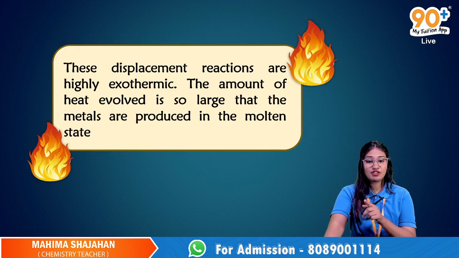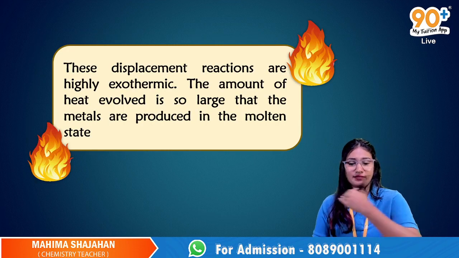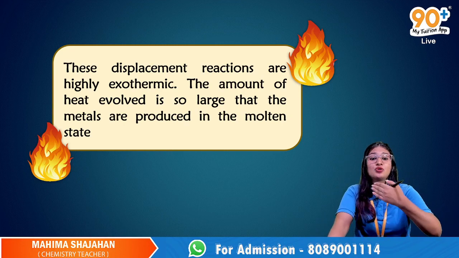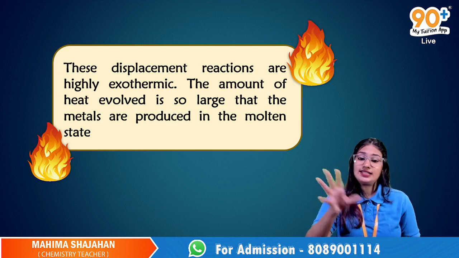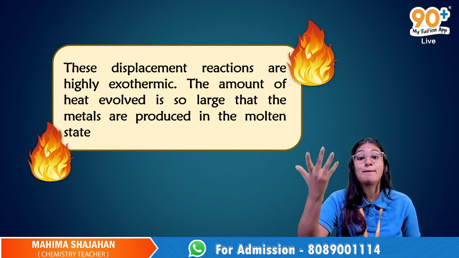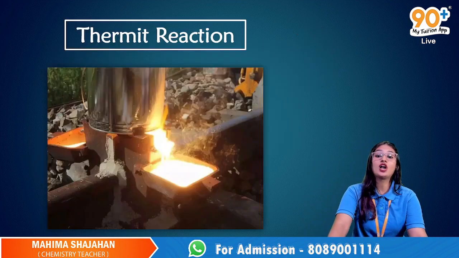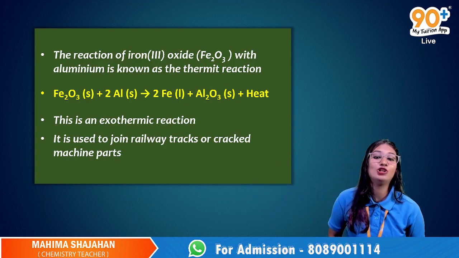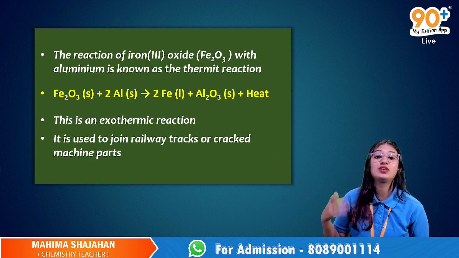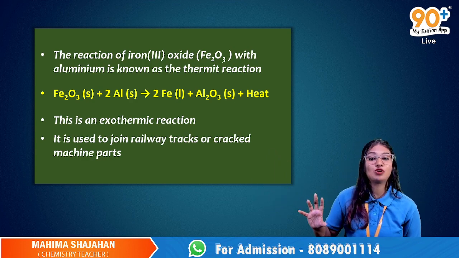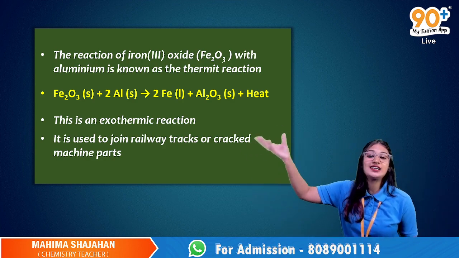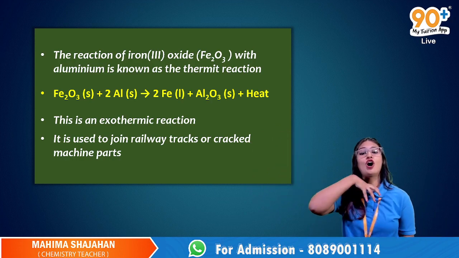Now this reaction, where we use more reactive metals like aluminium as a reducing agent, has a variety of applications. One such process is called the thermit reaction, or thermit process. In the thermit process, it is a reaction between iron oxide and aluminium. Aluminium takes the oxygen from iron oxide. We will get iron and aluminium oxide, and a lot of heat is released.